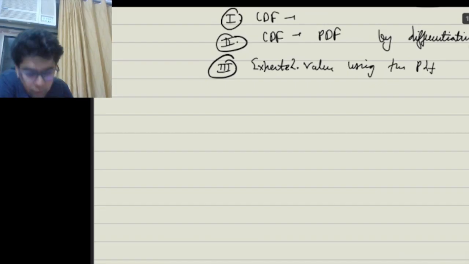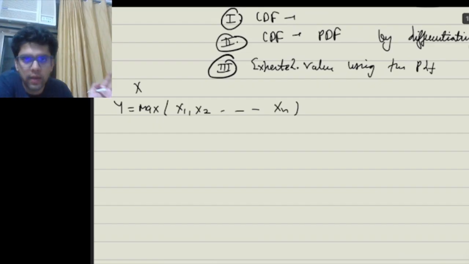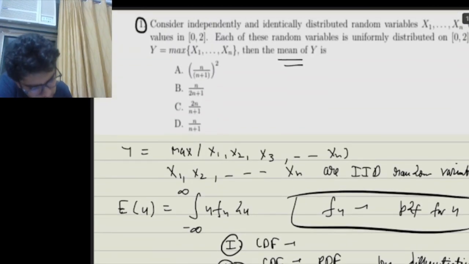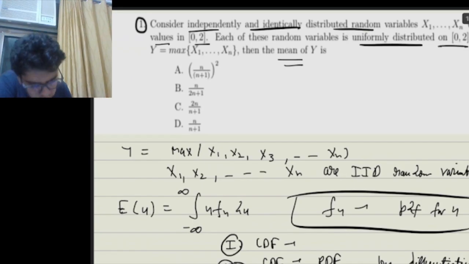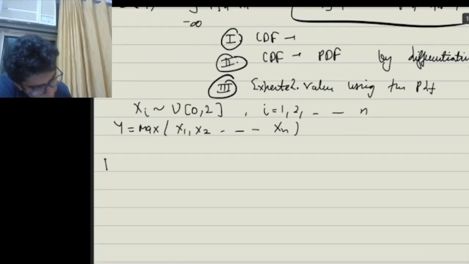Now let's obtain the CDF of y first. So y is the max of x1, x2 till xn, and we know that all the xi's are identically and independently distributed, right? So they are identical, and all xi are uniformly distributed from 0 to 2. It's given to us, where i is equal to 1, 2 till n, right? They are independently and identically distributed random variables, uniformly distributed on 0 to 2, right? Now we need to find the CDF of y first.